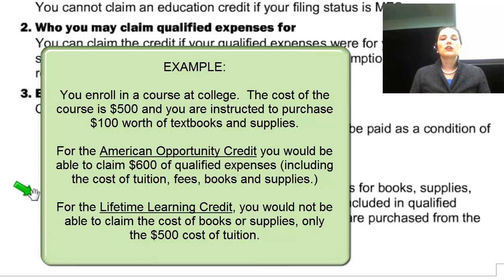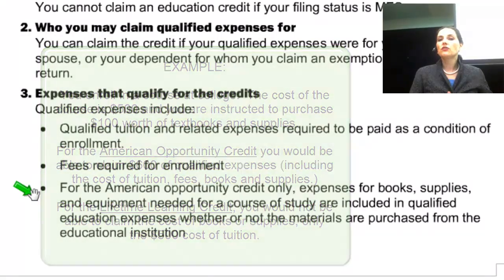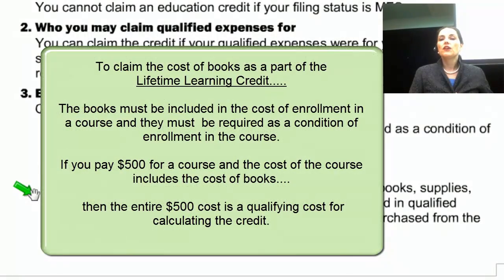Well, for the American Opportunity Credit, you would be allowed to add those costs to your tuition and fees costs and be able to claim a credit against them. But for the Lifetime Learning Credit, you would not. In order to claim the cost of books as a credit for the Lifetime Learning Credit, you must be required to purchase those books or materials directly from the institution as a condition of enrolling in that course.